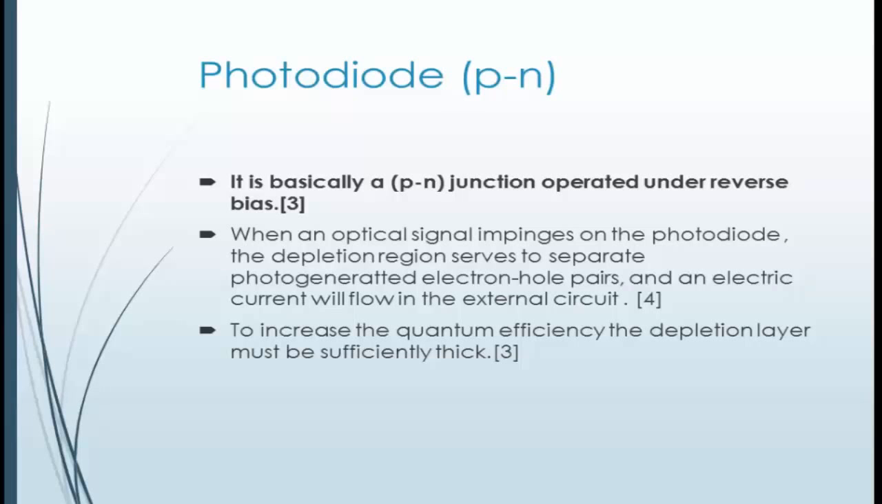After photoconductor, we will talk now about photodiode. It is basically a p-n junction, and it's operated under reverse bias. When a photon hits the depletion region, this will generate electron hole pairs, and an electric current will flow in the external circuit. To increase the quantum efficiency, the depletion layer must be sufficiently thick.